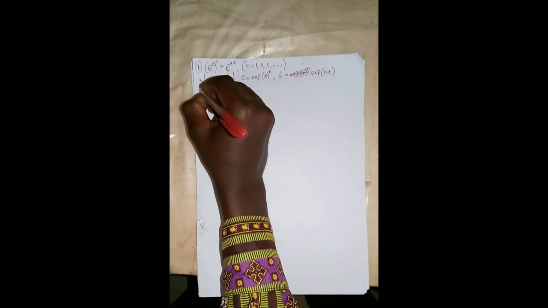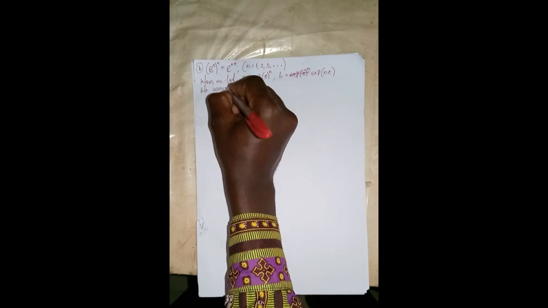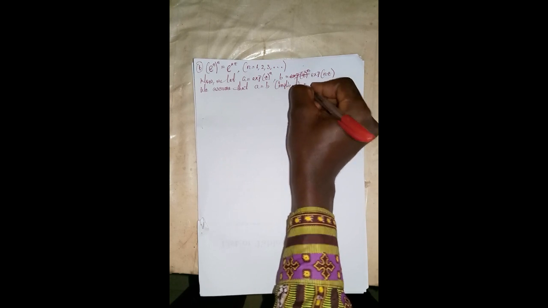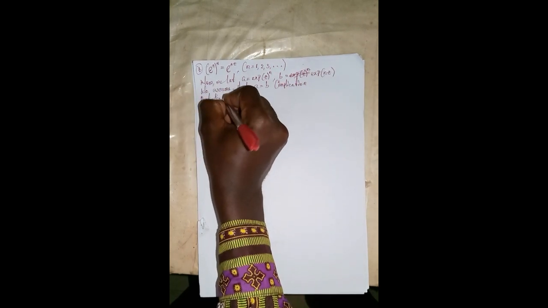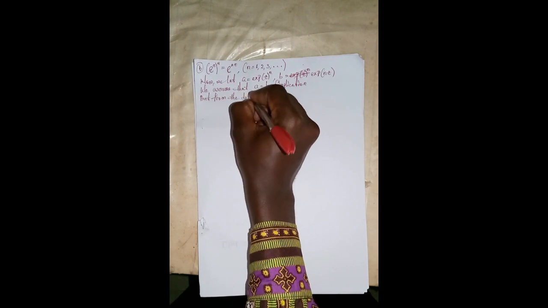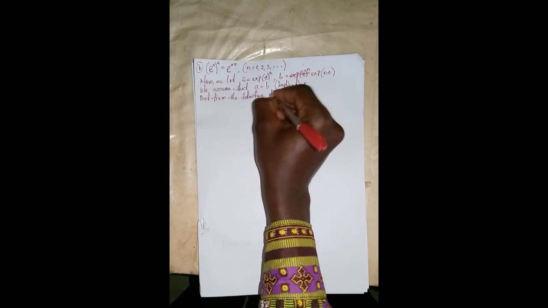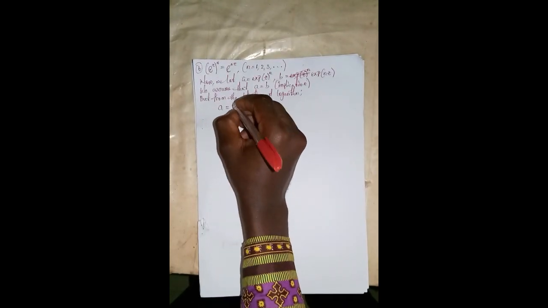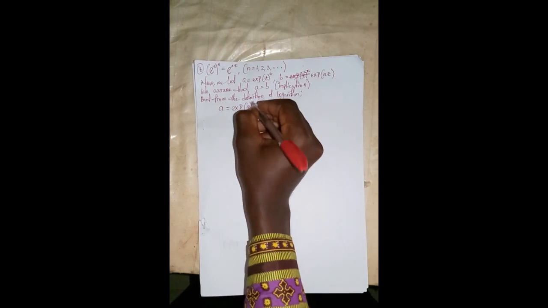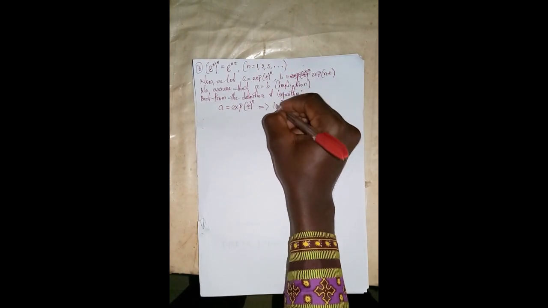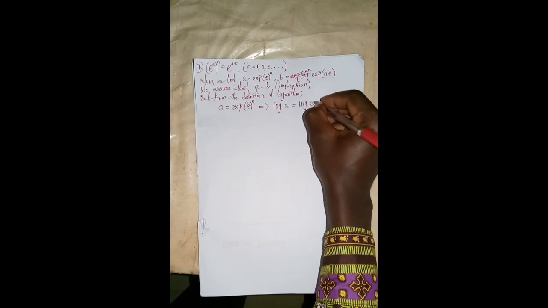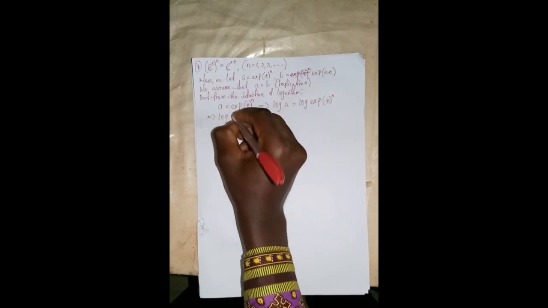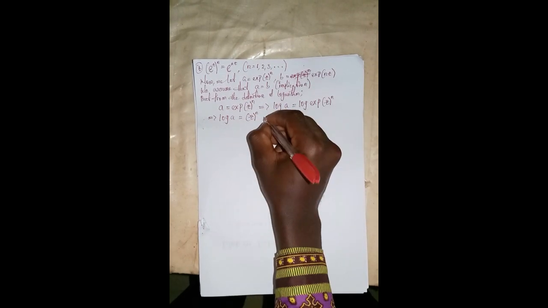Now we assume that a is equal to b by implication. From the definition of logarithms, we have that a, which is equal to the exponential of z raised to the power of n, gives log a is equal to log of exponential of z raised to the power of n. This implies that the log of a is equal to z raised to the power of n. We name this equation 1.